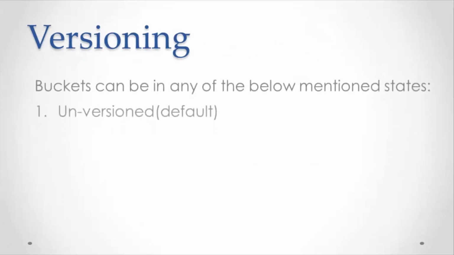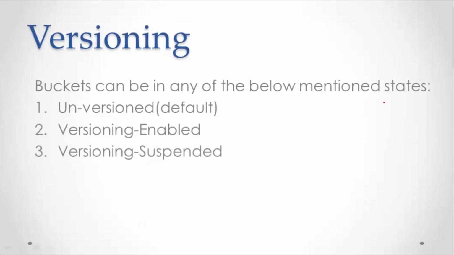Buckets can be in any one of the three states you can see on your screen. First is unversioned. When you provision a bucket, the default setting is unversioned, meaning versioning is not enabled on the bucket. The second state is if you enable versioning. And the third state is in case you plan to suspend it. There is no versioning disabled or anything of that sort. You cannot disable versioning once it has been enabled on a bucket.